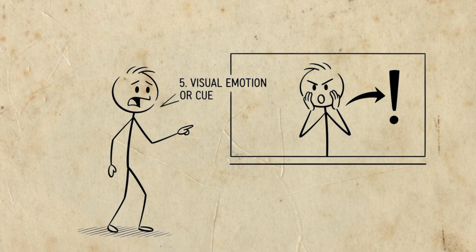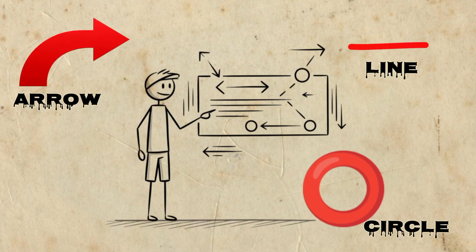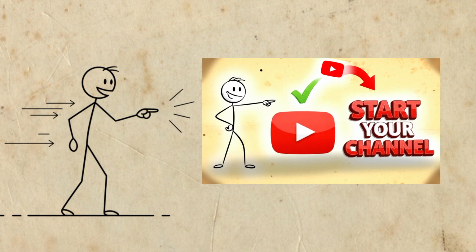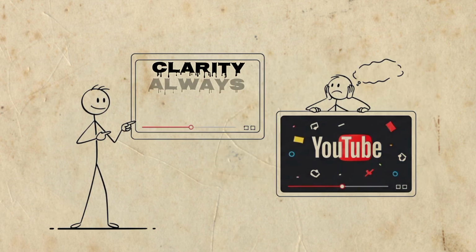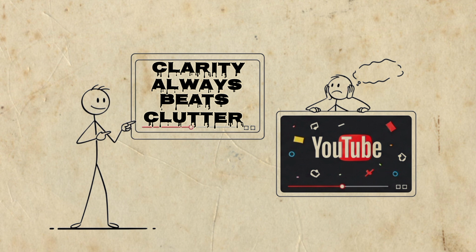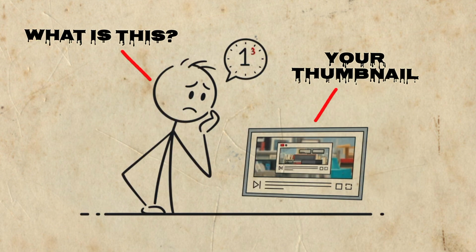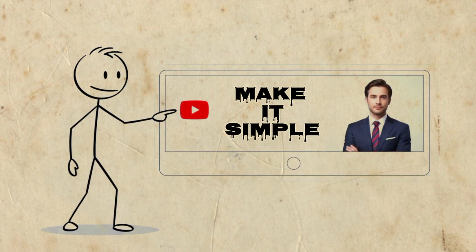Number 5, visual emotion or cue. Use arrows, circles, or motion lines. Even a tiny pointing gesture from your stick figure helps guide attention. Clarity always beats clutter. If someone can't tell what your thumbnail means in 1 second, simplify it.